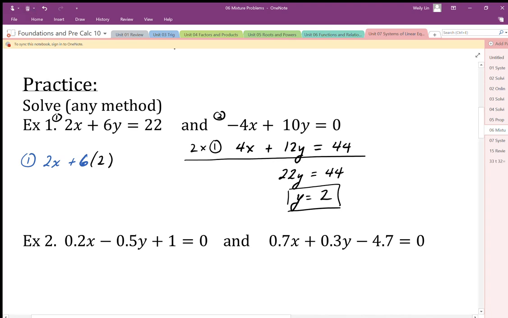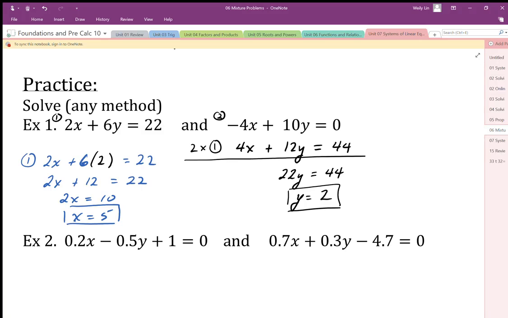And solve for x. Once I've done that, again, I've eliminated one of the variables. I only have x to solve for. So when I solve for x, I end up with x equals 5. If we ever want to check our solutions, we can always graph. Graphing these two equations will yield the intersection of the two lines at x equals 5, y equals 2.